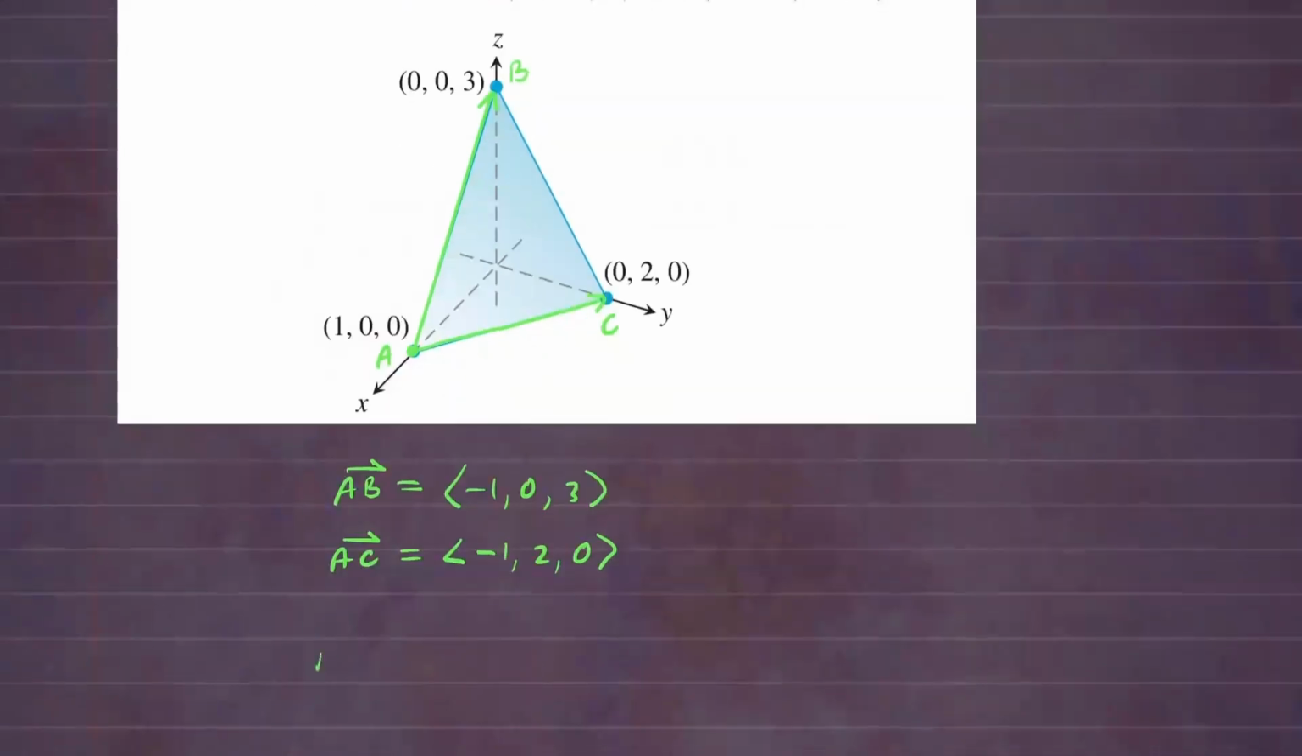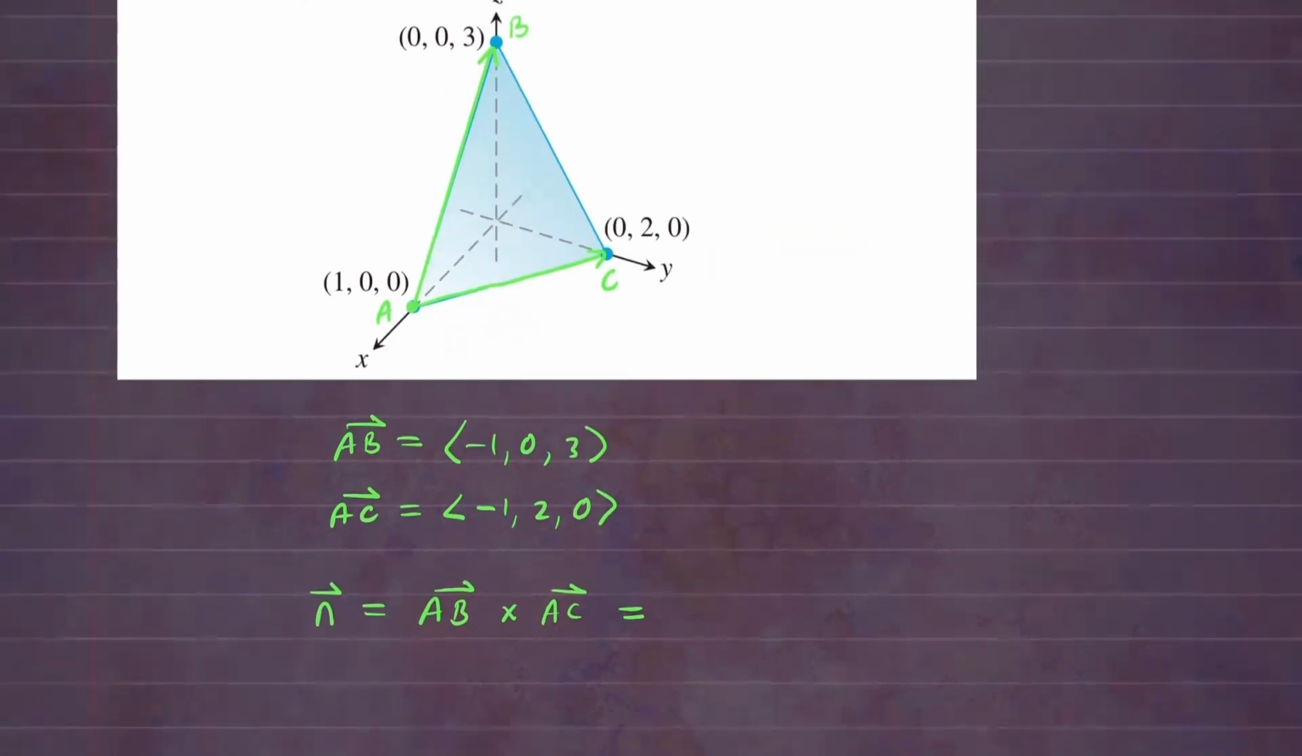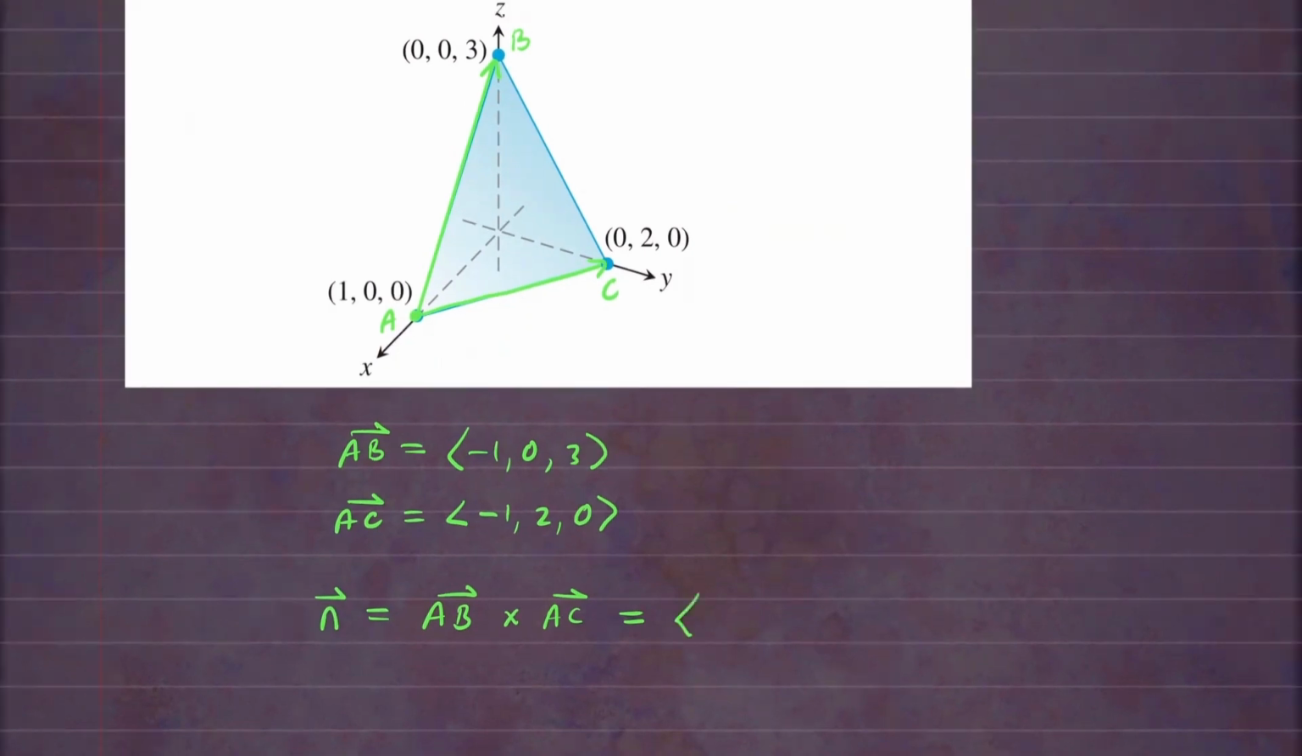Now we find the normal of this plane by performing the cross product between these vectors, AB cross AC. When you do that, you have to be very careful. I'm going to try to just give you the result without performing the cross product, but feel free to review that on your own. You're going to get your normal vector to be -6, -3, and -2. If you want to pull out the factor of -1, you can also do that.